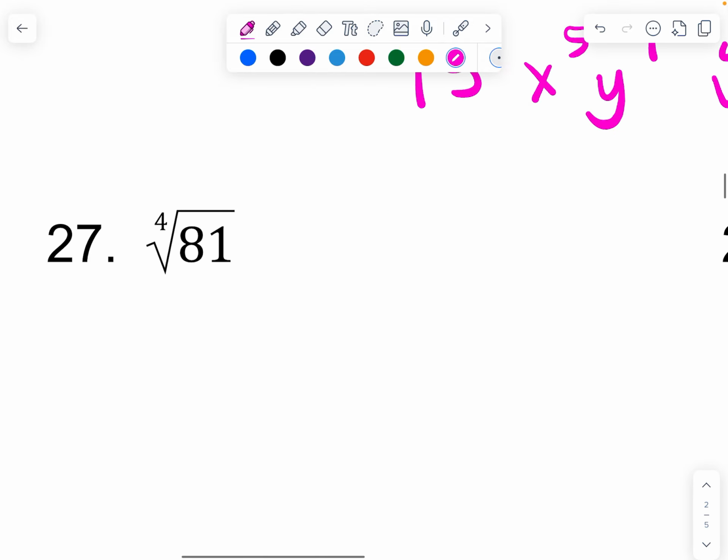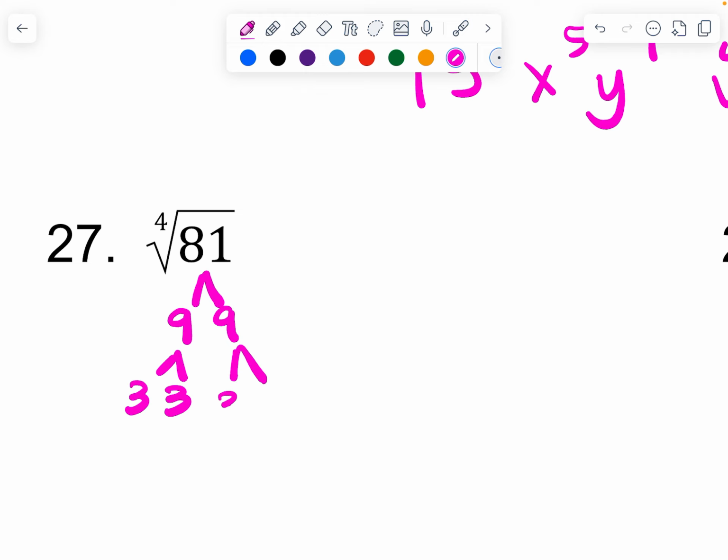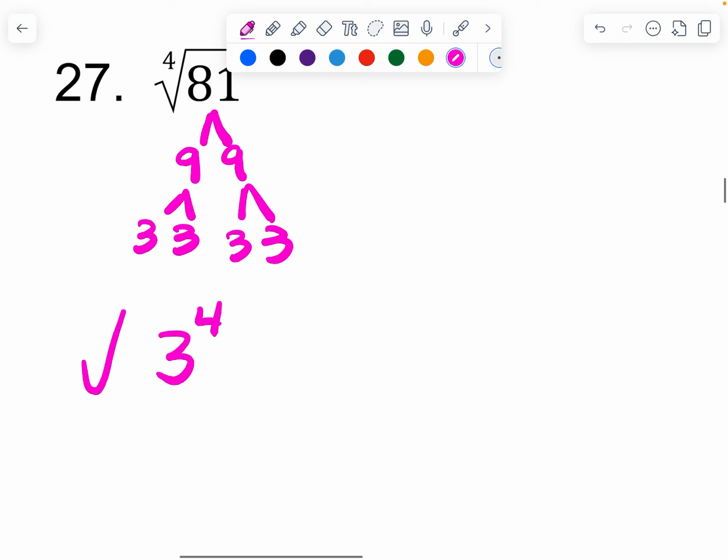Okay, so this one, we want the 4th power. Well, we know this is 9 times 9. 3 times 3, 3 times 3. 3 to the 4th. And you're taking the 4th power of that. That will still get you 3.